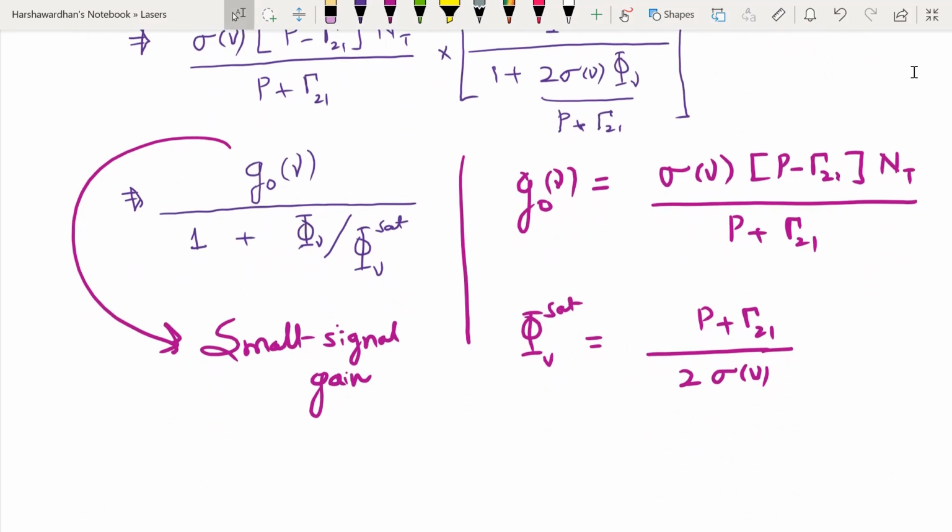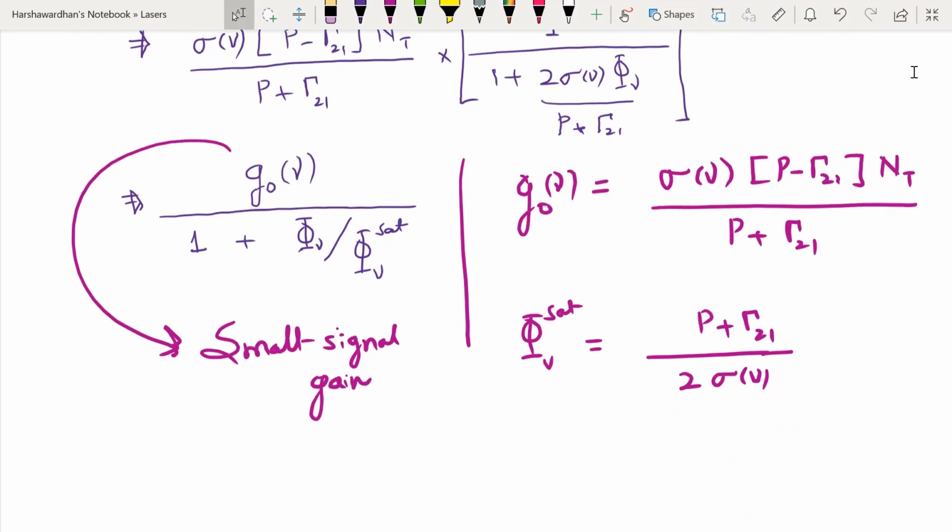So there is a scale to the number of photons within the cavity that leads to a decrease in the gain. And that scale is set by this term, the phi saturation. So when phi equals phi saturation, clearly you see that the gain decreases by a factor of half. So you see that the total gain becomes half of the small signal gain at phi equal to phi saturation. So these are two very important quantities that one needs to keep in mind.